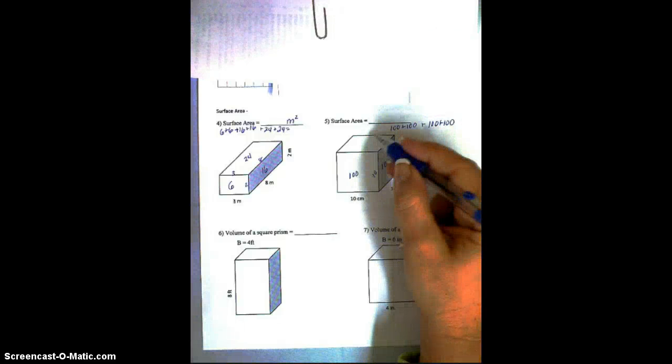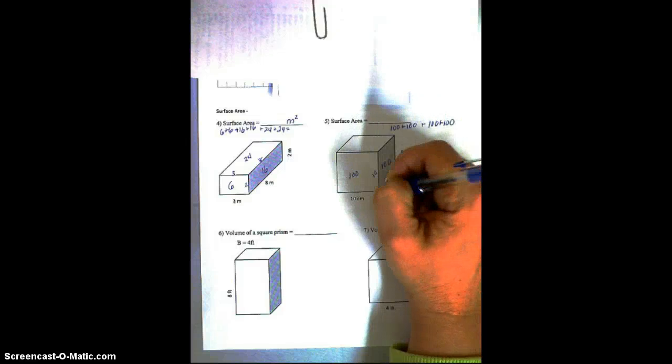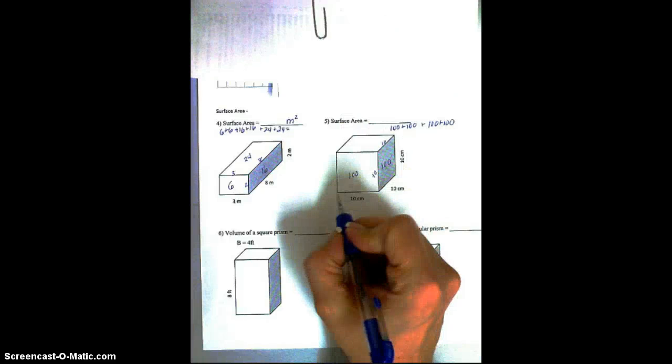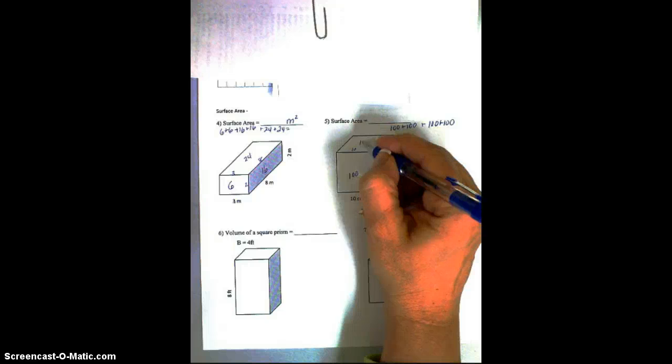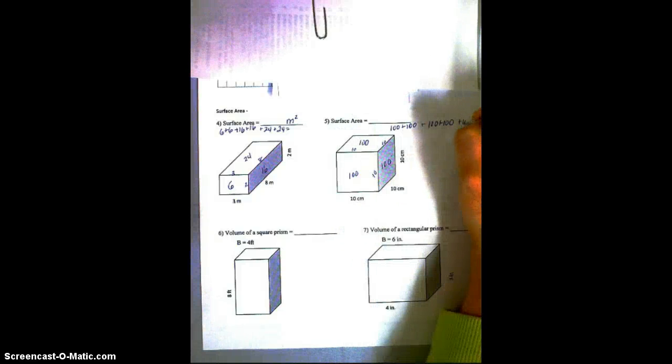And then we've got our top and bottom to figure out still. Our top, if this is 10 here, then this is also 10. And if this is 10, then this is 10. 10 times 10 is still 100, and that's our top, and our bottom will be the same.